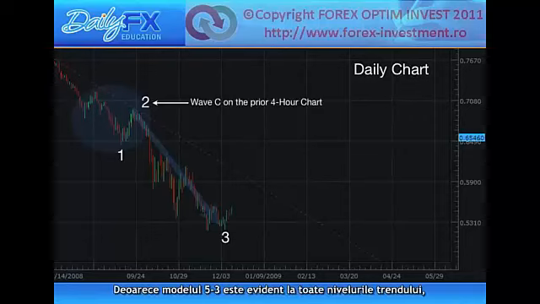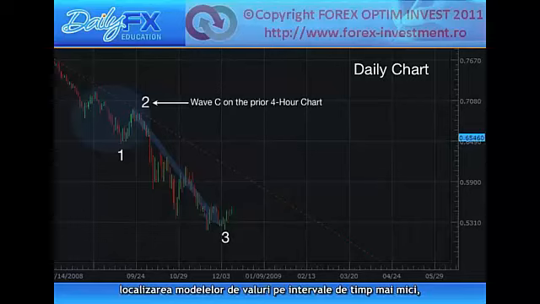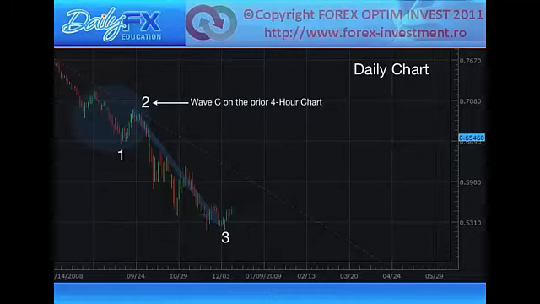Because the 5-3 wave pattern is evident at all degrees of trend, locating wave patterns at smaller time frames that support wave patterns on larger time frames can be further justification to enter certain trades.